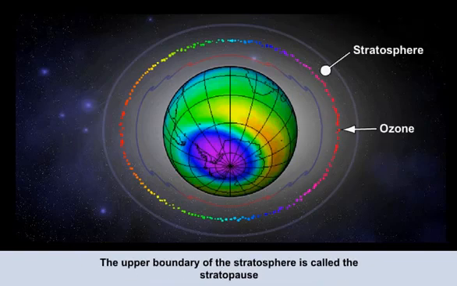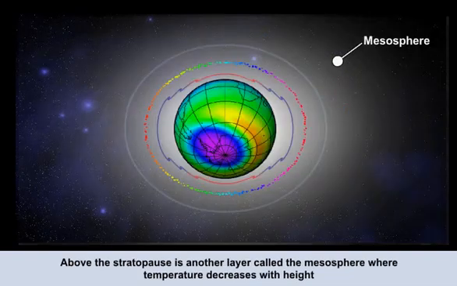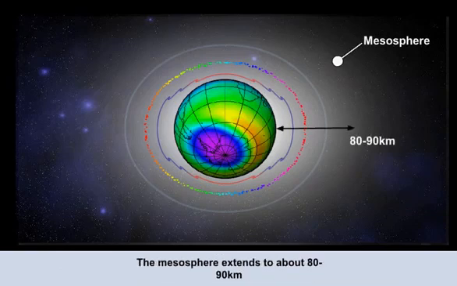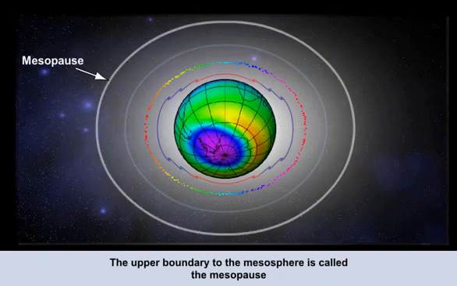Where the temperature starts to fall again signifies the top of the stratosphere and marks its upper boundary. This boundary is called the stratopause. Above the stratopause is a much cooler layer where the temperature continually decreases with height. This layer is called the mesosphere. It usually extends about 80 or 90 kilometers above the Earth's surface. At the top of this layer, we have some of the coolest temperatures encountered, sometimes as low as -180 degrees Celsius. The upper boundary to the mesosphere is called the mesopause.